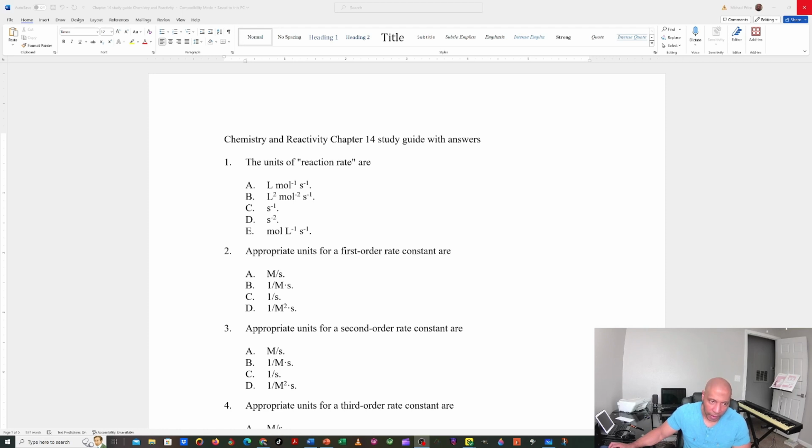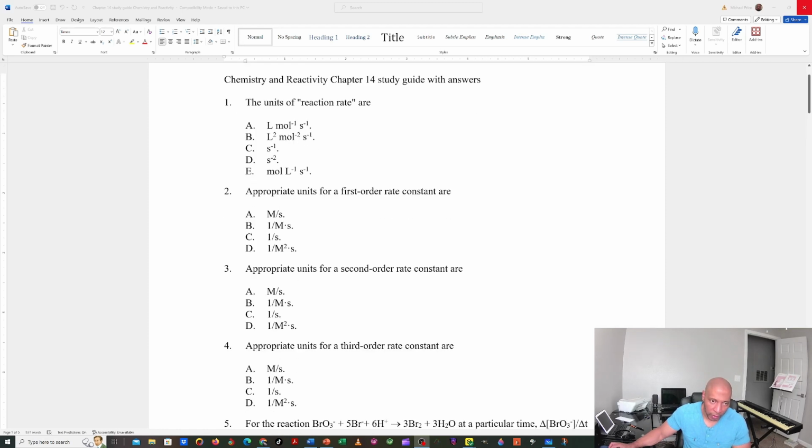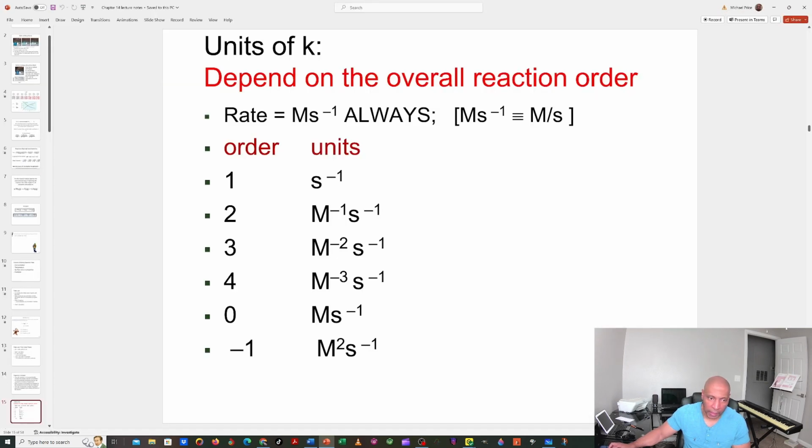All right. Number 2 says the appropriate units for a first order rate constant are... In order to answer that, I'm going to go to the Chapter 14 PowerPoint. Now remember, we said the units for the rate constant: if the overall order is whatever it is, all you got to do is subtract 1 from that, and you're going to say M to the negative of that number. So if it's second order, 2 minus 1 is 1, so it's going to be M to the minus 1, s to the minus 1.